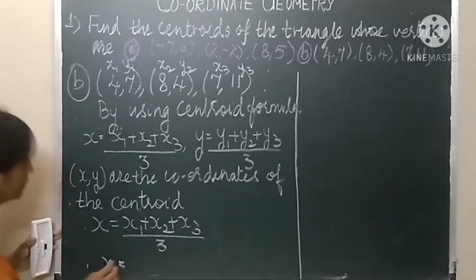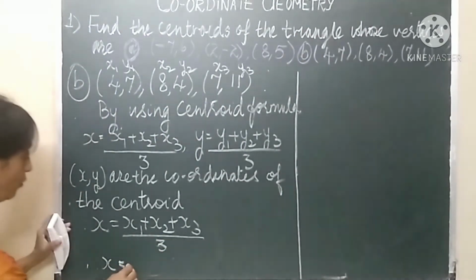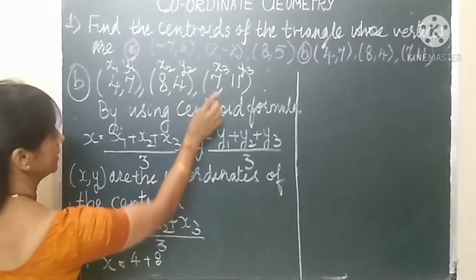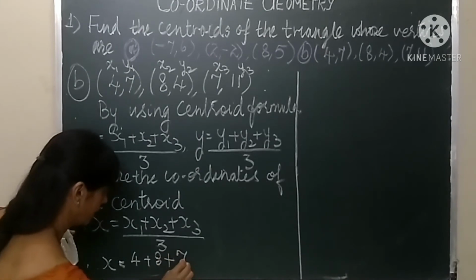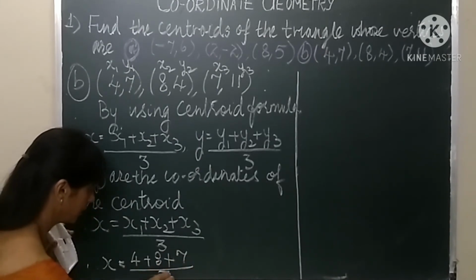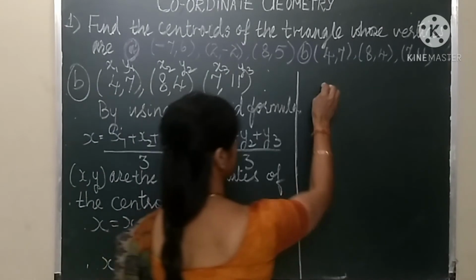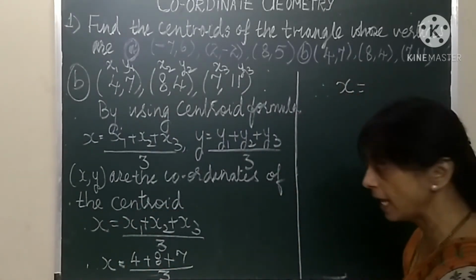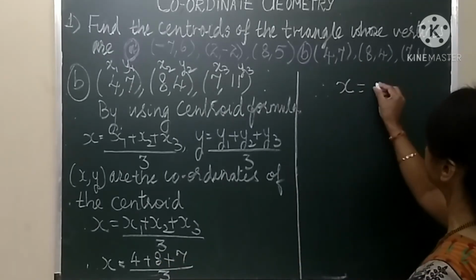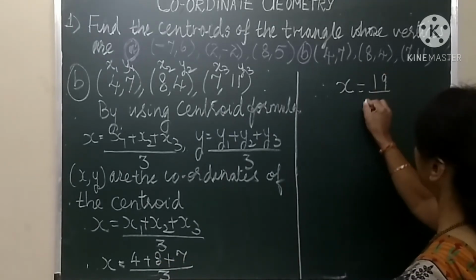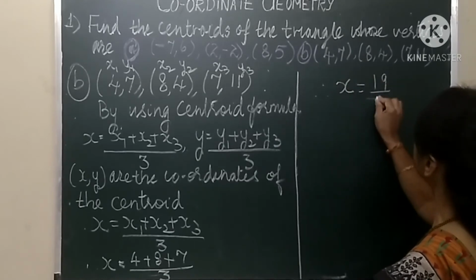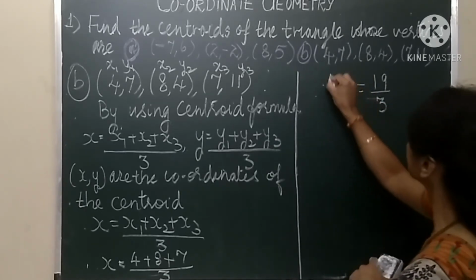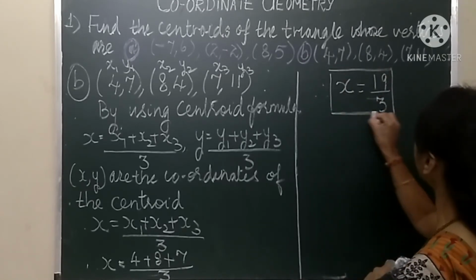Therefore, x is equal to x1, that is 4, plus 8 plus 7 upon 3. So what do we get? Therefore, x is equal to 4 plus 8 gives us 12. 12 plus 7 is 19 upon 3. Can you reduce it? Definitely not. So the value of the x coordinate is 19 upon 3.